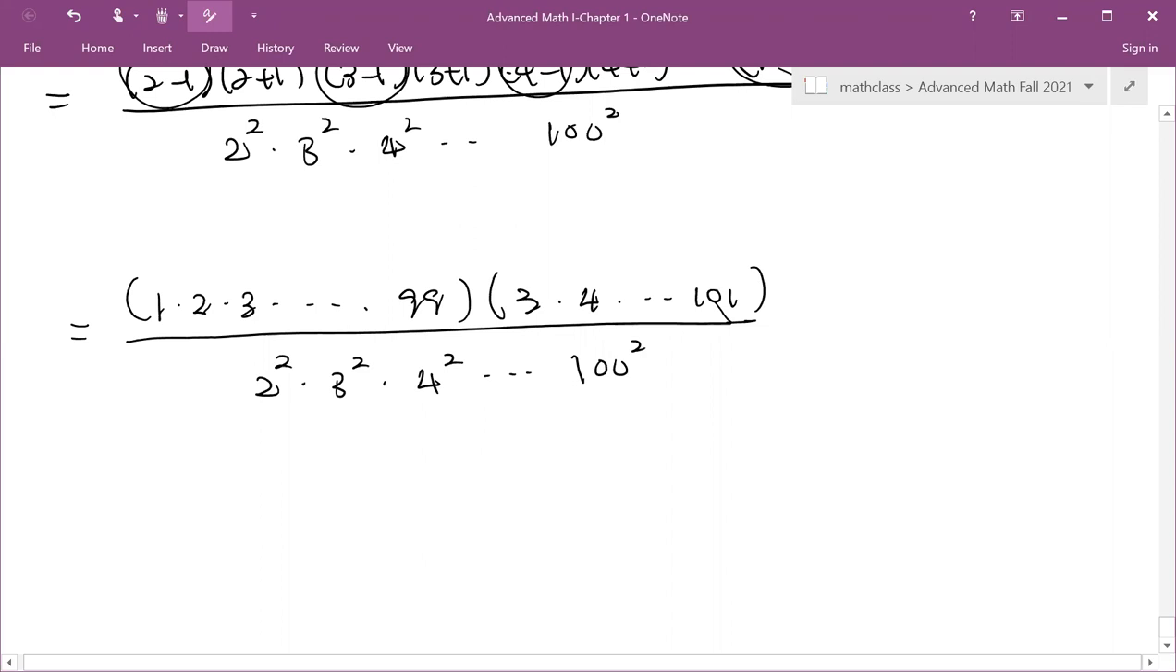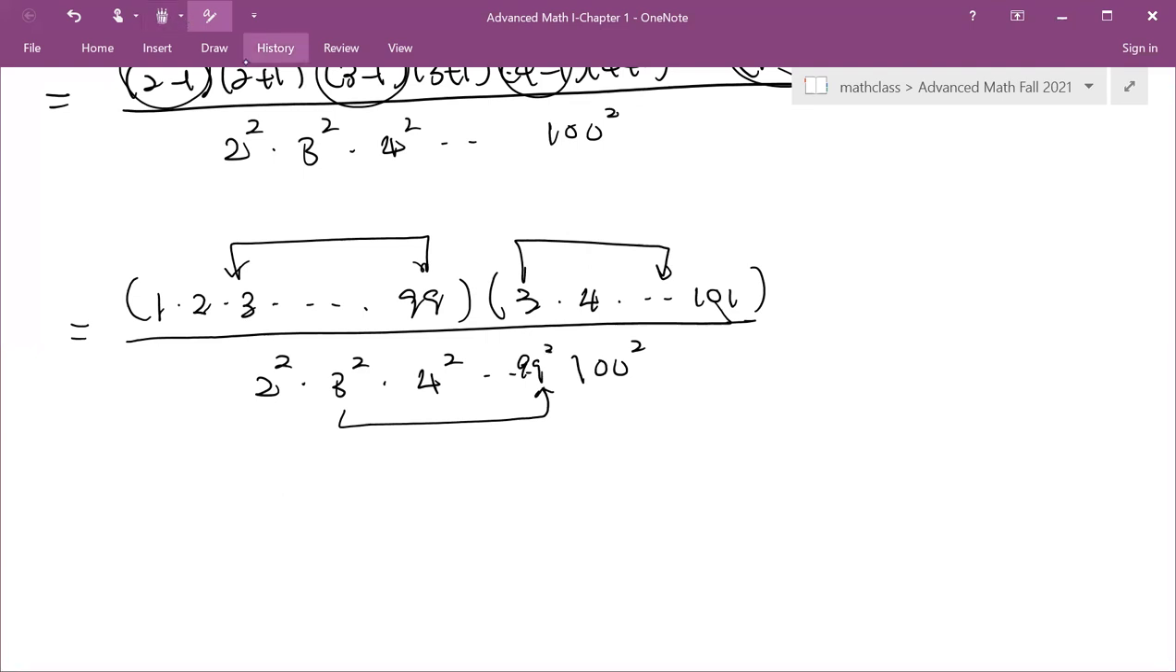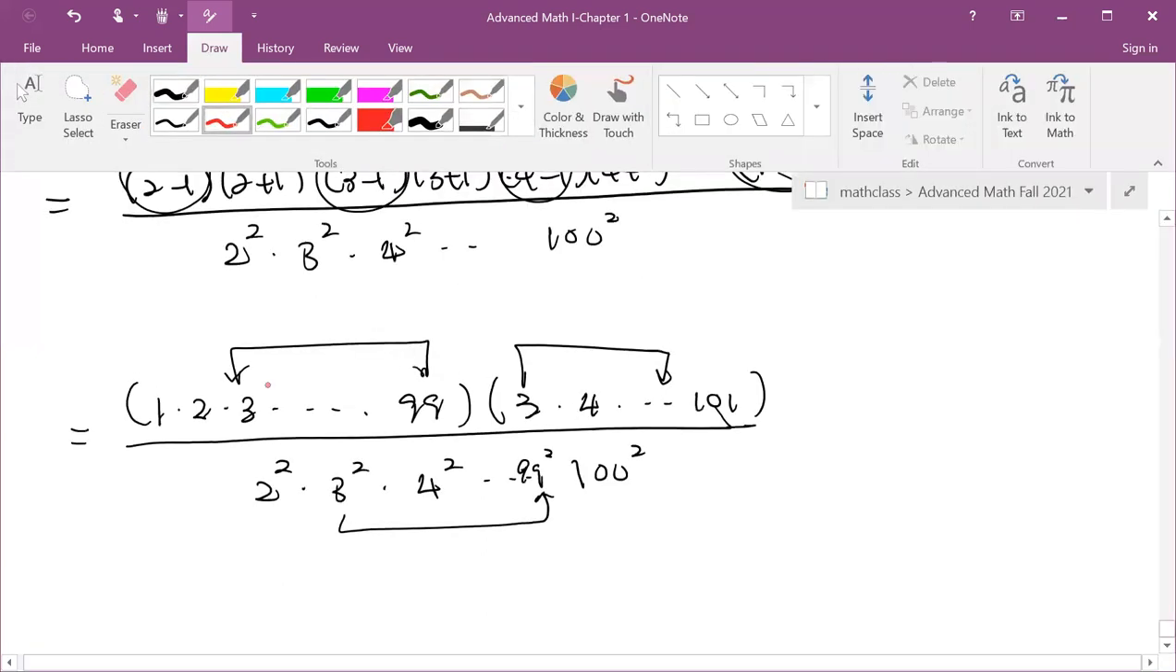I think we can cancel some terms. Why? There are many terms that are identical from 3 to 99. They're doubled, right? So from 3 to 99, those groups can be canceled out. From here to here, up to 99, they all cancel out.